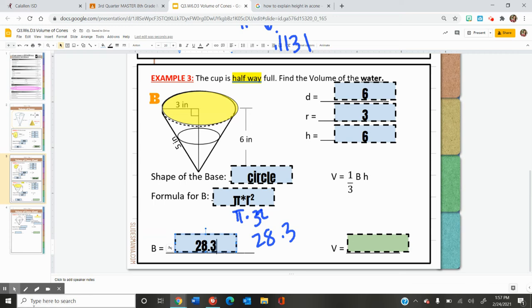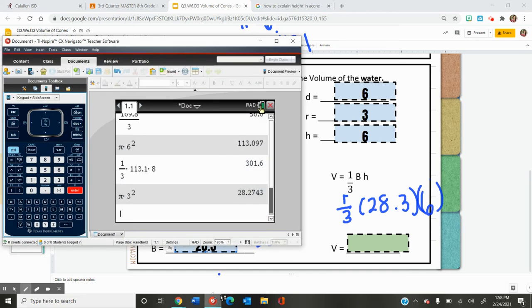So now looking at the volume here, I'm going to go ahead and substitute the area of my base into this formula. So here we have 1/3 times 28.3 times my height, which is 6. So let's go ahead and put this in the calculator. So again, I'm just going to type it as it appears.